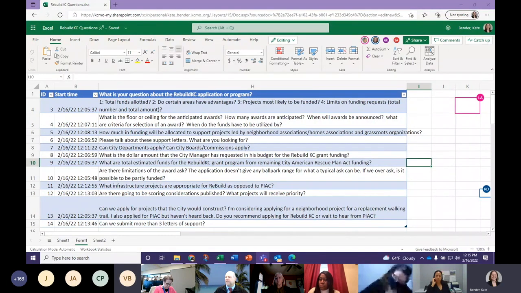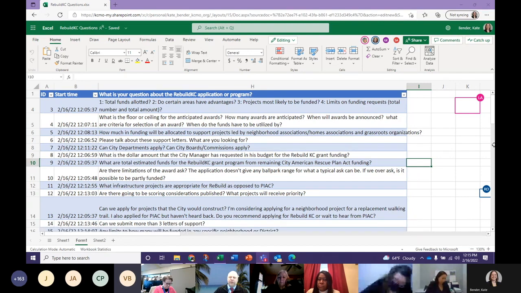It looks like there's a number of questions also about the letters of support. Several people asking, can you submit more than that? What are the letters of support supposed to have? So maybe that one, and then go back to the list. Okay. Yeah, and I see that that's actually on the list. So talk about letters of support. So what are we looking for there? So it's just any letter that you would get from a supporting organization that supports what you're proposing.